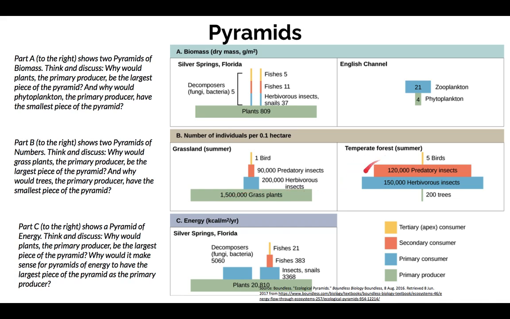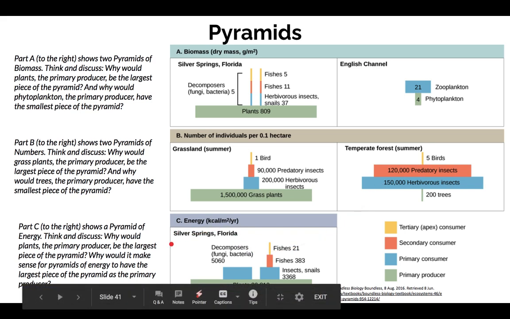Now, this right here is also a pyramid of numbers. Okay, for this one, your 200 trees are your primary producer. And it is a very small piece of the pyramid, just because 200 trees can support 150,000 insects. So the second question, why would trees, the primary producer, have the smallest piece of the pyramid? Again, that's just because the number of trees, 200, is less than the first level consumer.